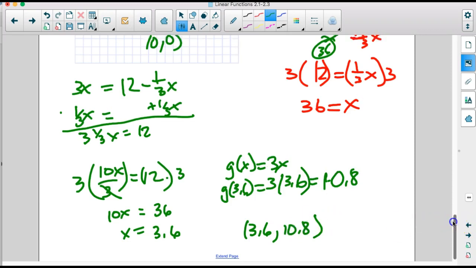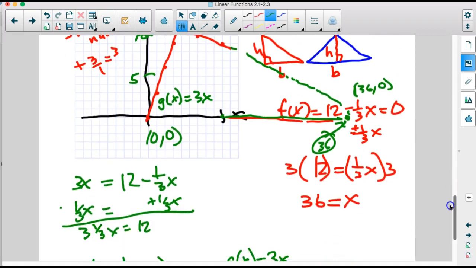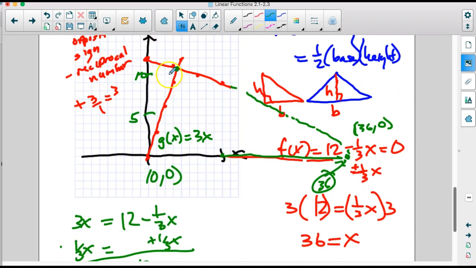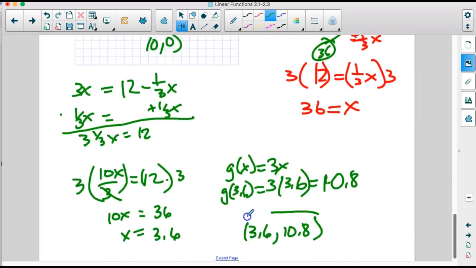Let's just go up and look at our picture to see if it looks about like that. 1, 2, 3, 4, 5, 6, 7, 8, 9, 10. So it does look like it's up at 10 point something for the y, which is good. And 3.6, 1, 2, 3, yep. So that's our ordered pair there. Okay, so we have ordered pairs for the things.